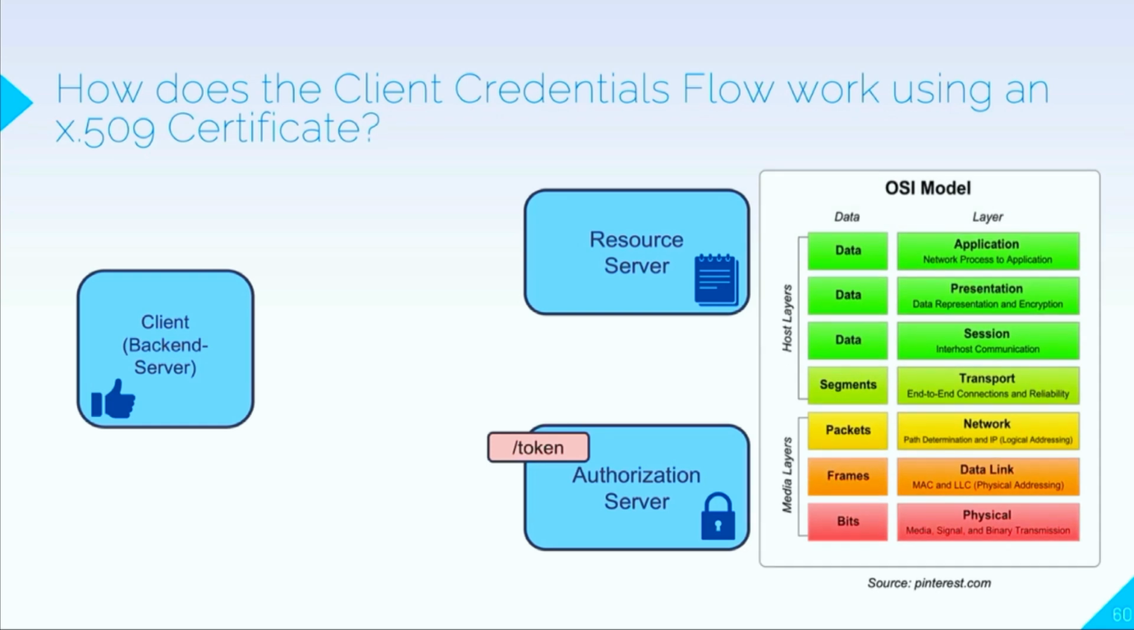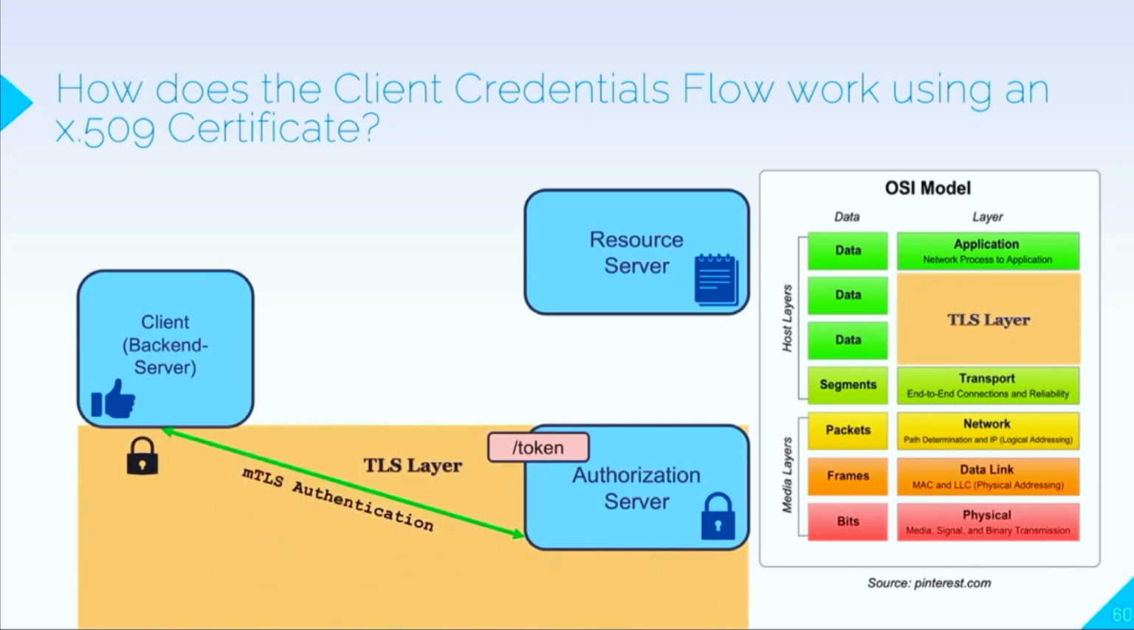If you are familiar with the OSI model, it includes 7 layers. In the host layers, we have the transport, session, presentation, and application layers. With mTLS, client authentication is completed before the communication reaches the application layer. It occurs at the session and application layers as part of the TLS layer.